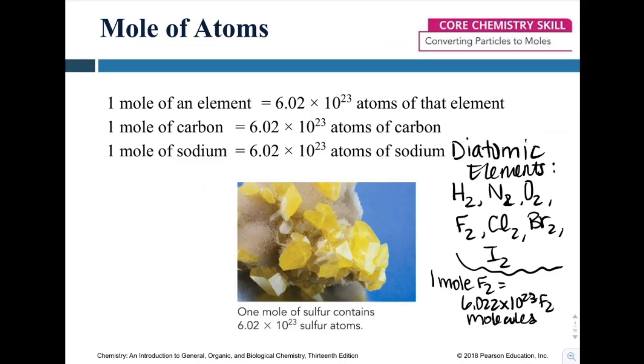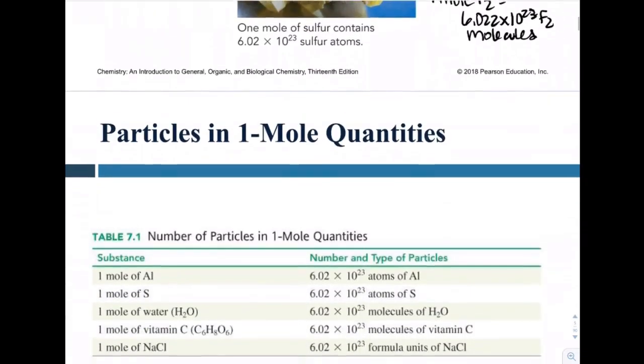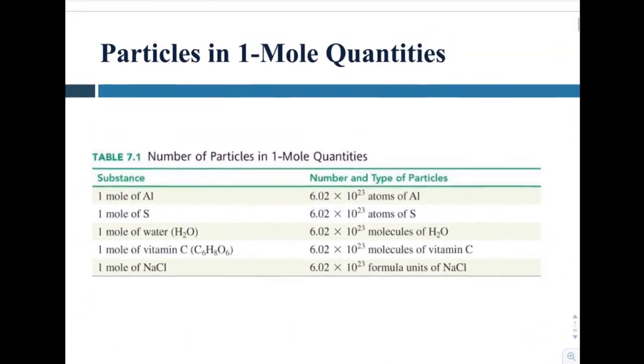So be careful when we're talking about elements. You can either have atoms or you can have molecules of the same element. If you're talking about a diatomic element, the smallest unit that you're going to break the mole into is actually a molecule. Here's a nice table to help you remember this. A mole of aluminum would be atoms, sulfur would be atoms, but water, the smallest unit of water, is a molecule, and the smallest unit of vitamin C is also a molecule.